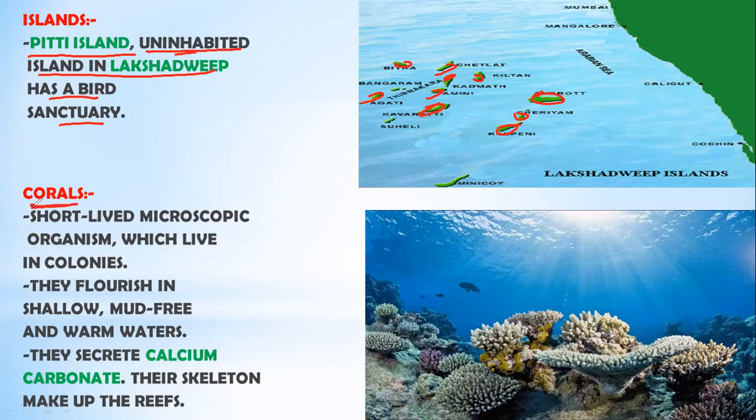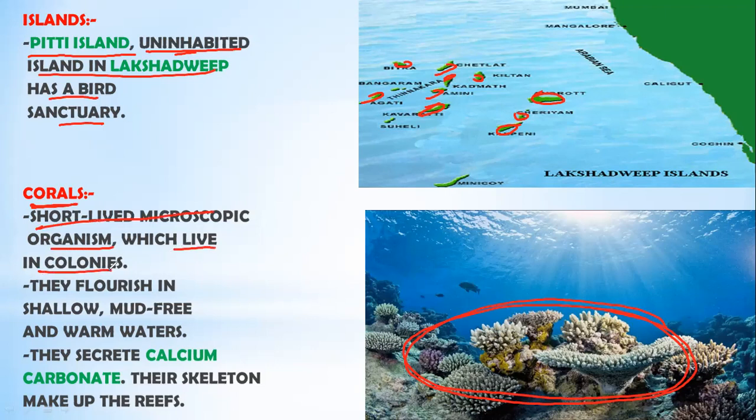Now, corals. We just discussed that Lakshadweep is made up of coral reefs. So as you can see in this picture, these colorful organisms are basically called coral reefs, and they are not living organisms. These are formed by dead corals. When corals die, the skeletons of corals usually form this kind of reef. So these are short-lived microscopic organisms which live in colonies. They always live in groups.